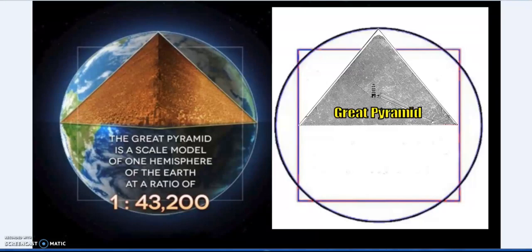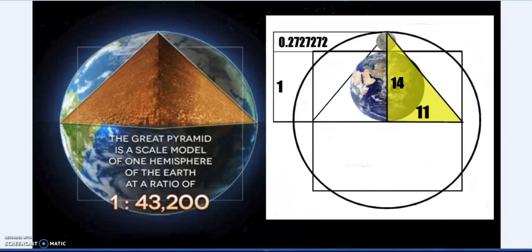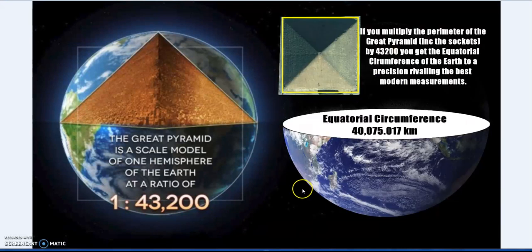Now, there's that squaring the circle in the Great Pyramid, which also shows a nice relationship of the Earth to the Moon. Now, this is the number given so often to describe the relationship of the Great Pyramid to the size of the Earth, and the number is 1 to 43,200. This is correct, but there is a much better way to look at that. But first, we'll examine this 43,200.